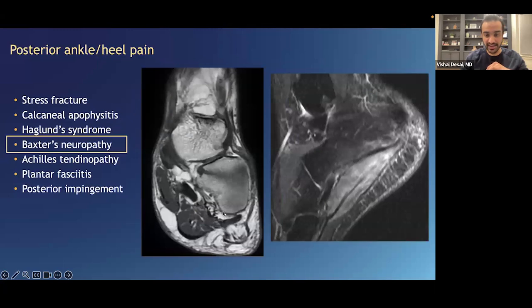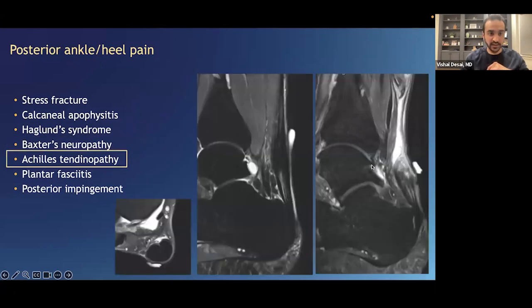Baxter's nerve. So we saw that case with the atrophy of the abductor digiti minimi muscle. And this is an earlier case where they have denervation type edema within that muscle. A little more routine is going to be Achilles tendinopathy, so degeneration of that tendon.